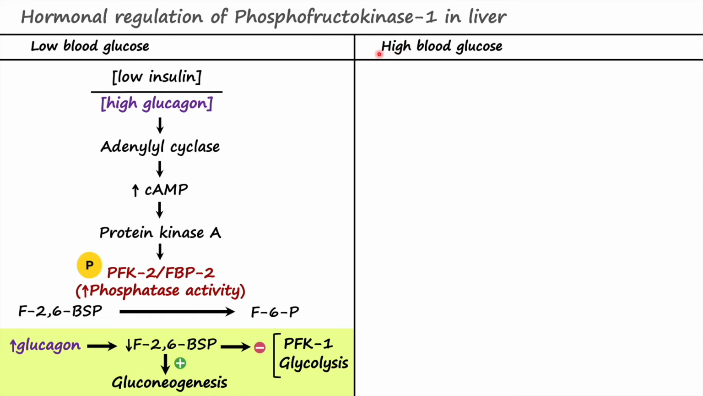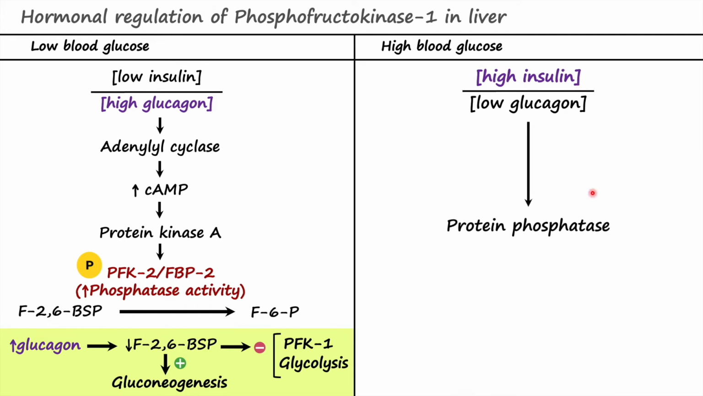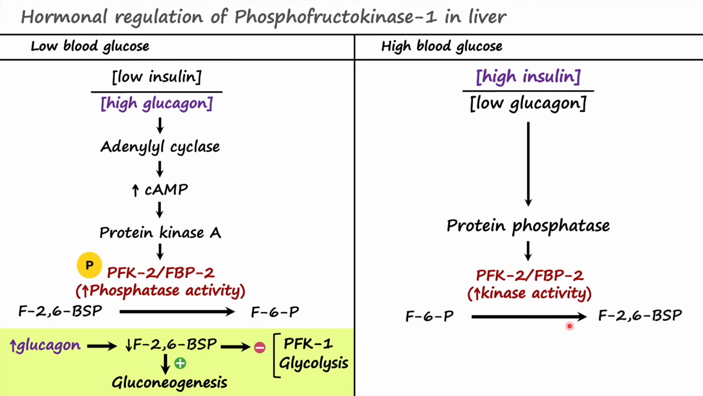Now let's talk about the presence of high blood glucose. When blood glucose levels are high, it results in high insulin secretion, and high insulin secretion activates the protein phosphatase enzyme, and the protein phosphatase enzyme catalyzes the removal of the phosphate group on the enzyme, and therefore enhances the kinase activity of this enzyme. So when kinase activity is enhanced, it converts fructose 6-phosphate into fructose 2,6-bisphosphate.